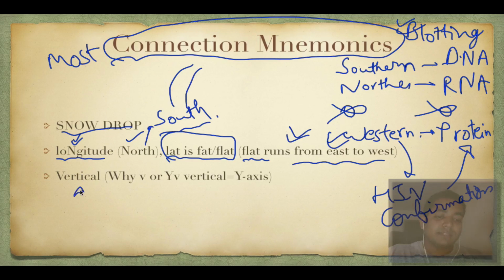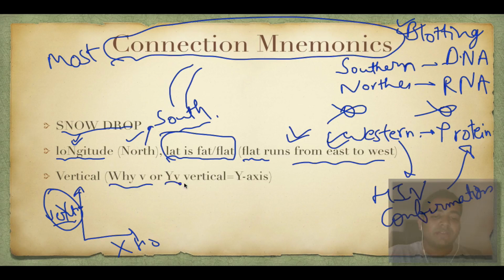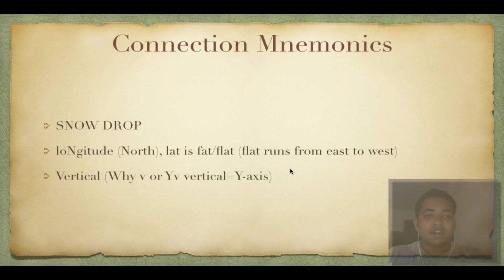Similarly, we have this axis, this is called the y-axis, and this is called the x-axis. So Y is vertical, vertical is Y, and X is horizontal. Just as simple as that. Vertical equals y-axis. They are called connection mnemonics.